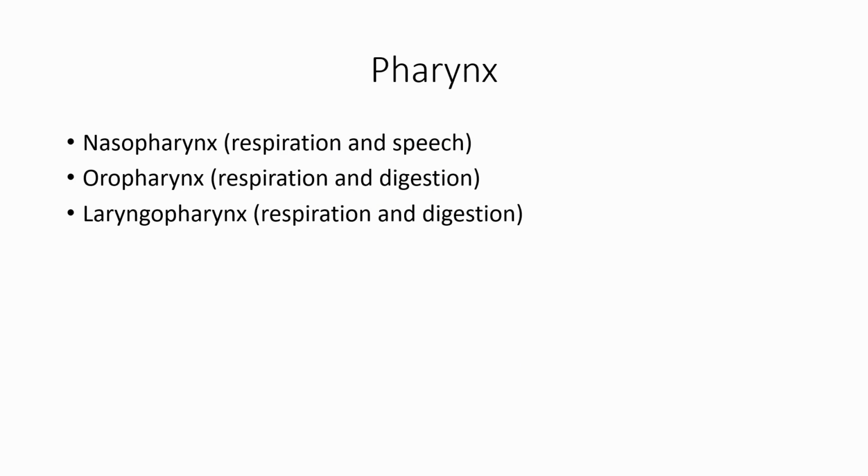All right, getting to the pharynx. We can break the pharynx down into 3 regions: the nasopharynx, the oropharynx, and the laryngopharynx. They're all responsible for the same things, with the exception of the nasopharynx not helping with digestion. I don't recommend trying to eat with your nose, since the nasopharynx connects with your nasal cavity.